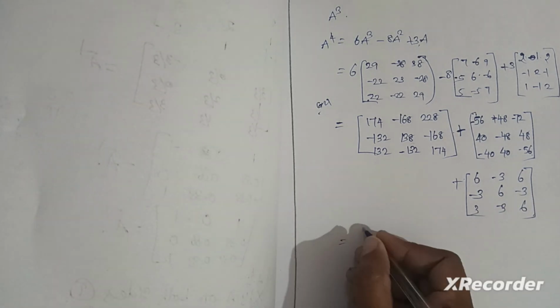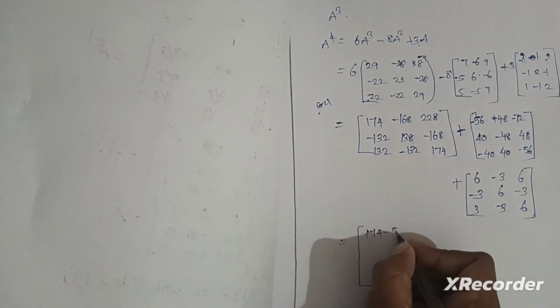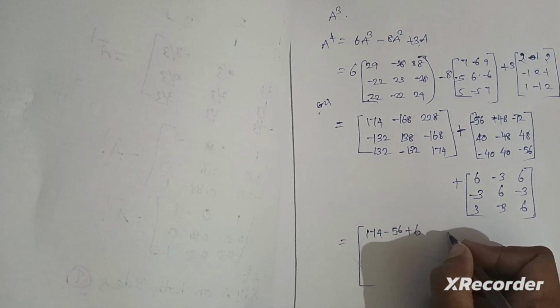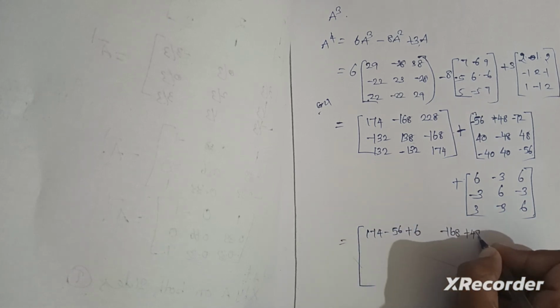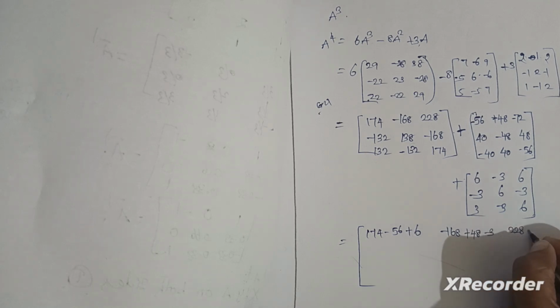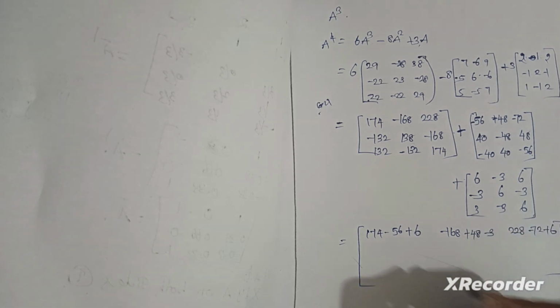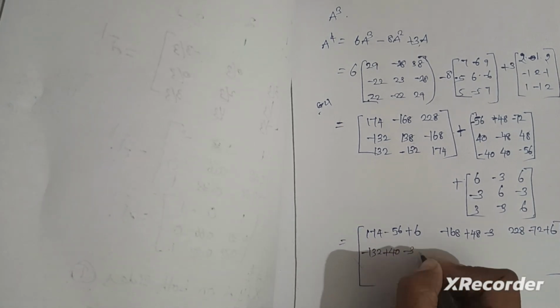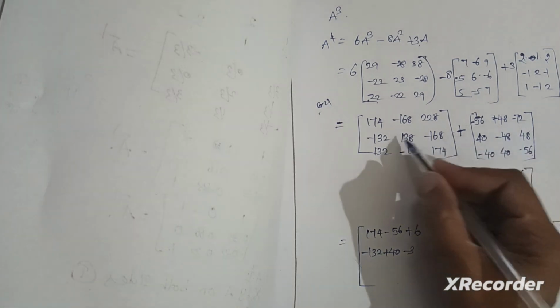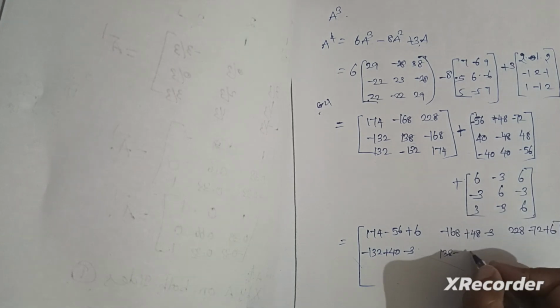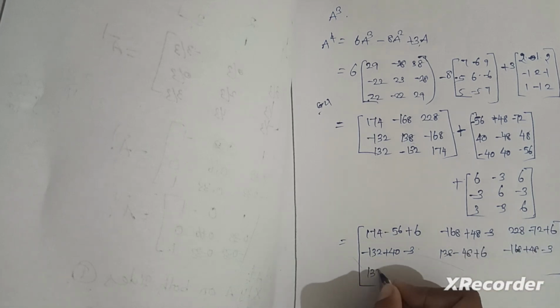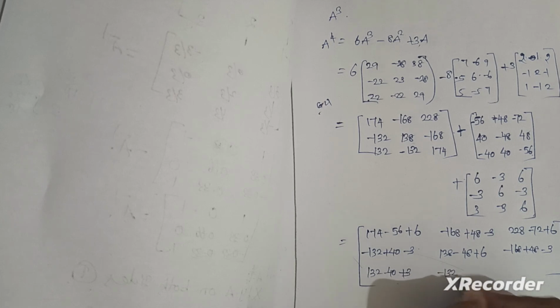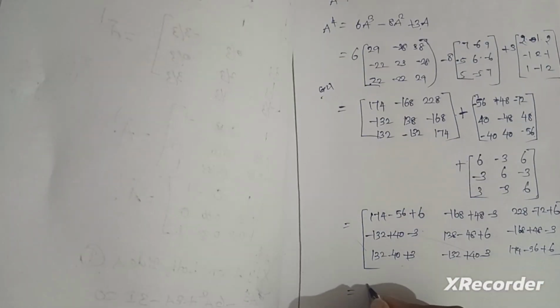So now we have to easily add. 174 minus 56 plus 6, minus 168 plus 48 minus 3, 228 minus 72 plus 6. Minus 132 plus 40 minus 3. 138 minus 48 plus 6, you also know that the same row and same column add. Next minus 168 plus 48 minus 3, 132 minus 40 plus 3, minus 132 plus 40 minus 3, 174 minus 56 plus 6. So the answer is 124.